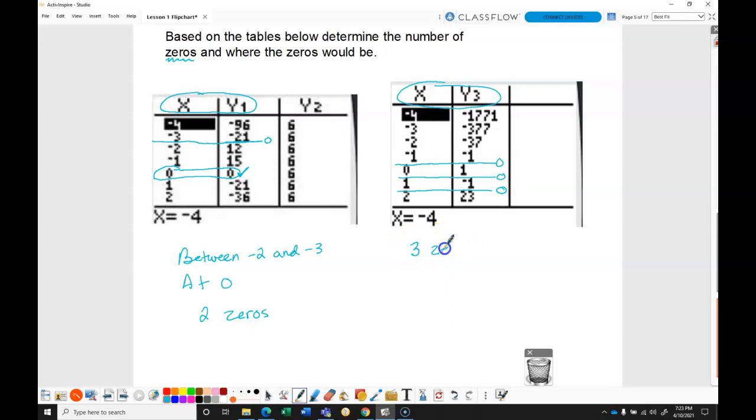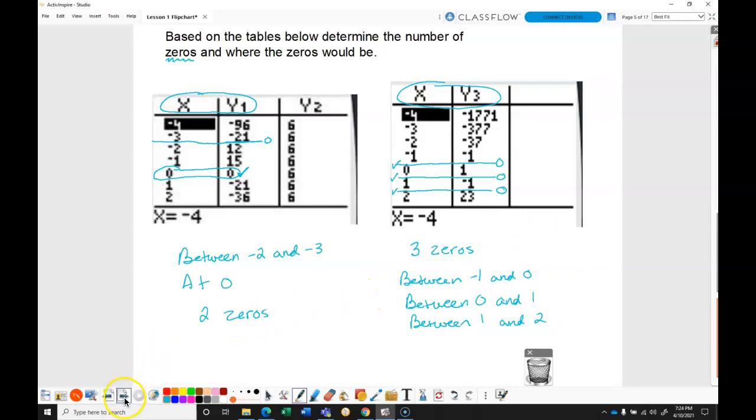So I have 3 zeros in this case, and they fall between the x values of -1 and 0, between 0 and +1, and then the last one falls between 1 and 2. So those would be your 3 zeros there.